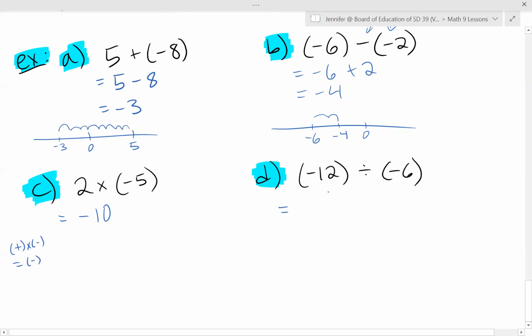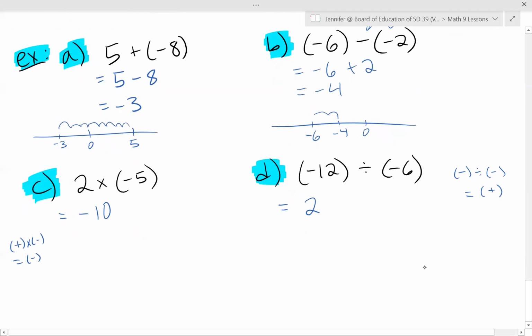Last one, we've got -12 divided by -6. Now we've got a negative and a negative. And remember, our double negative gives us a positive overall. So we can erase the negatives. Those are canceled out. And then we just divide the integers like normal. 12 divided by 6 just gives us 2. So your final answer would be +2. And there you go.